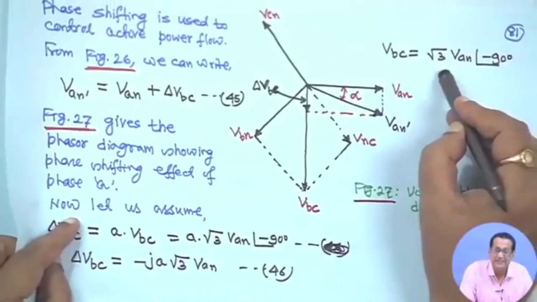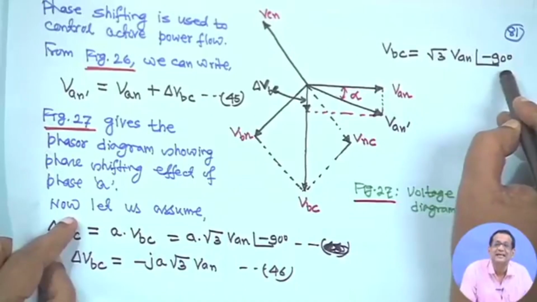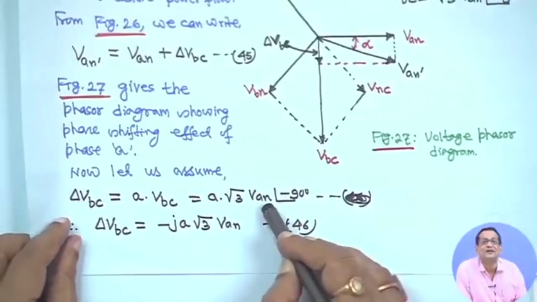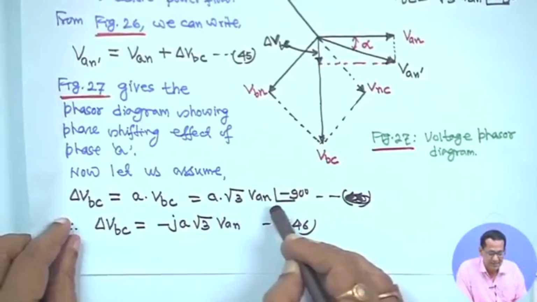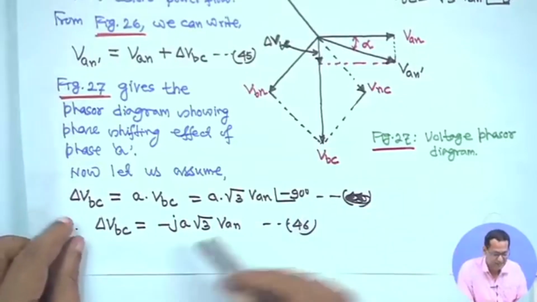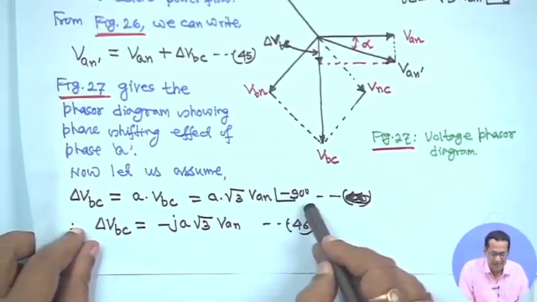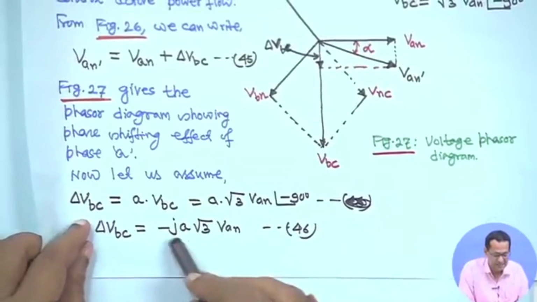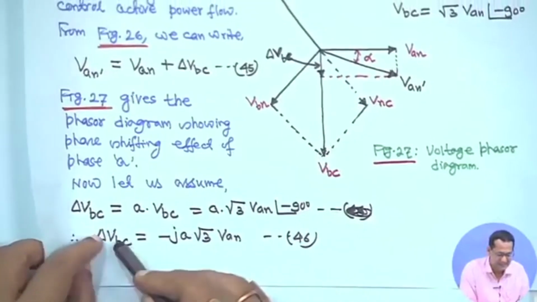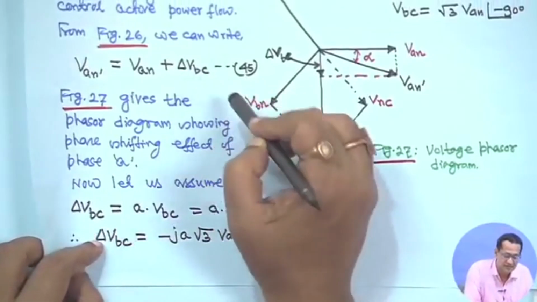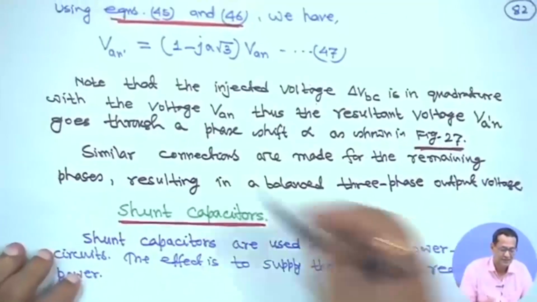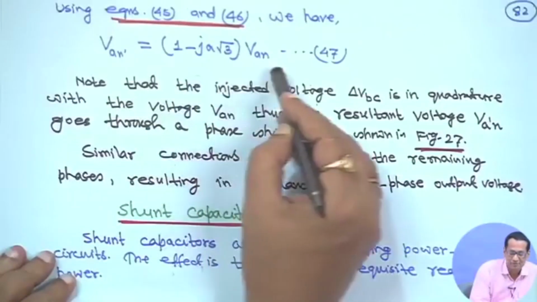So, from this phasor diagram, we can write Vbc is equal to √3 Van angle minus 90 degree. You substitute this Vbc here, and it will be A into √3 Van angle minus 90 degree. That means delta Vbc is equal to minus j A √3 Van. You substitute this delta Vbc expression in equation 45, and if you do so, you will get that Van dash is equal to 1 minus j A √3 into Van.